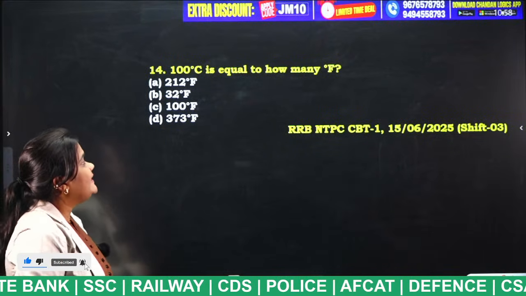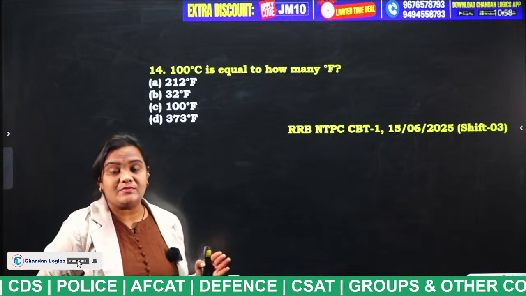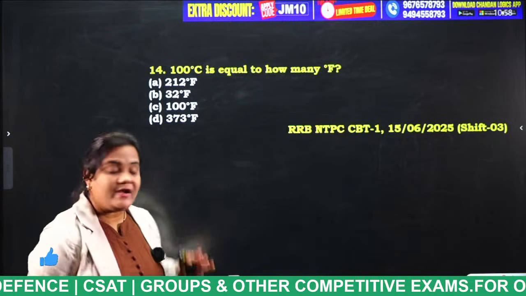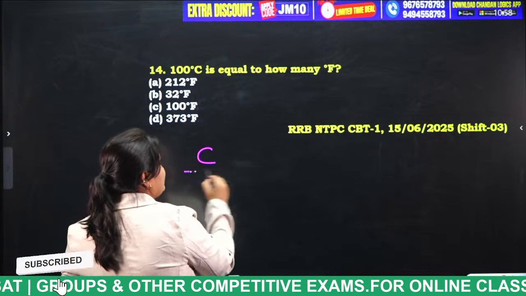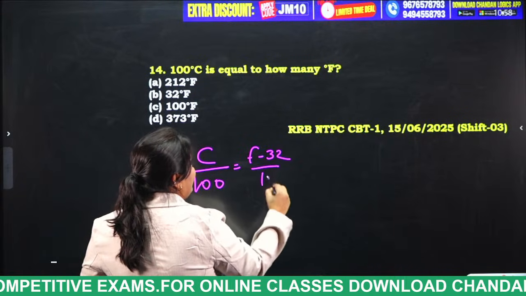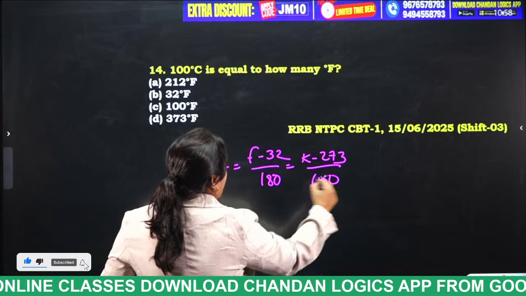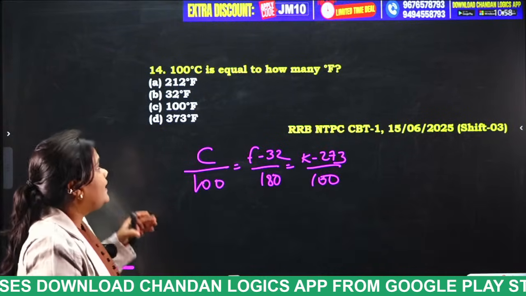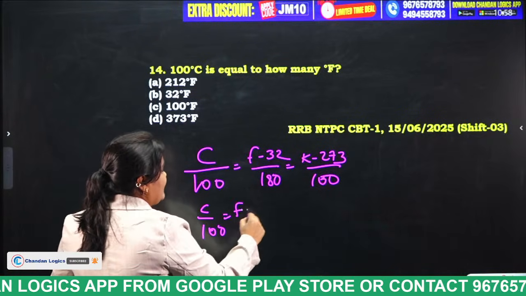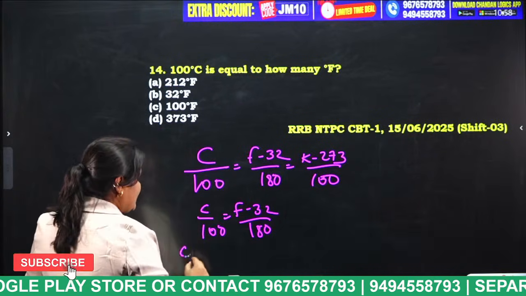100 degrees centigrade is equal to how many degrees Fahrenheit? In order to solve these types of problems, first we have to know the relationship between Celsius, Fahrenheit and Kelvin. So what is the general relationship? C by 100 is equal to F minus 32 by 180, which is equal to K minus 273 by 100. Here we have to convert Celsius to Fahrenheit. So this is enough: C by 100 is equal to F minus 32 by 180. C is given as 100.